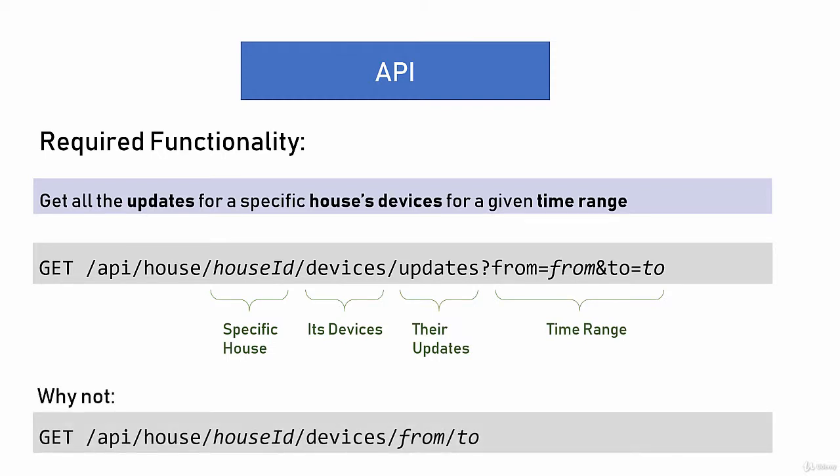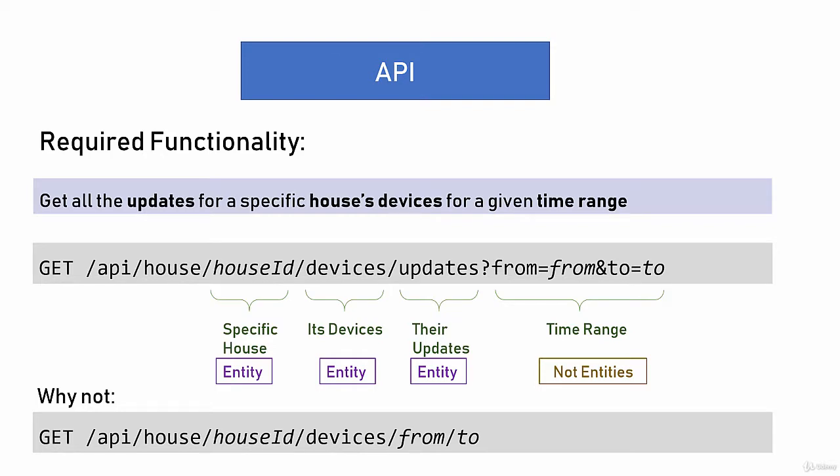Now, why are the date parameters not part of the URL? Why are we passing them as separate parameters and not like this? The answer is quite simple. The URL contains references to actual entities. There is a house with a specified ID. There are devices inside this house, and these devices have updates. These are all actual entities that have IDs, properties, and functionality. The time range, on the other hand, is just a parameter. It's not an entity. The from and to are merely values that help us retrieve the correct updates. And because of that, they are not part of the URL. They are not entities, but only parameters, and therefore are passed as such.